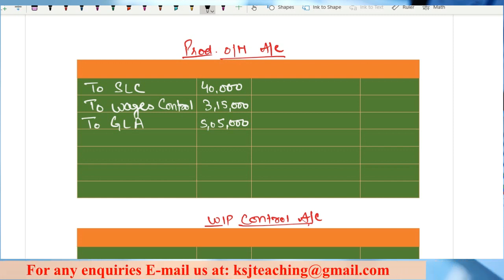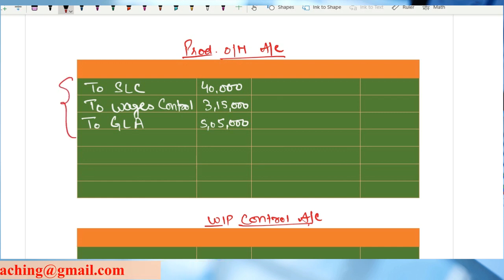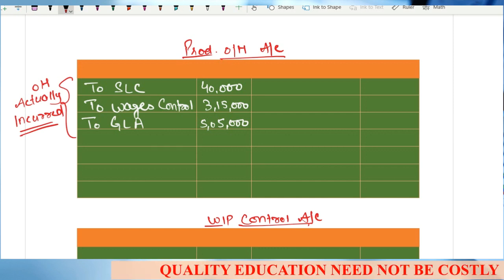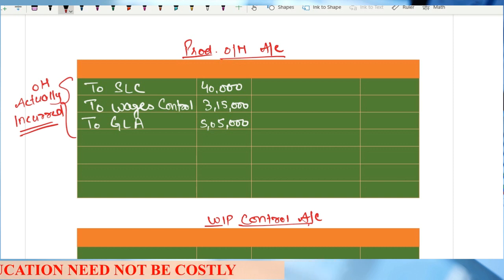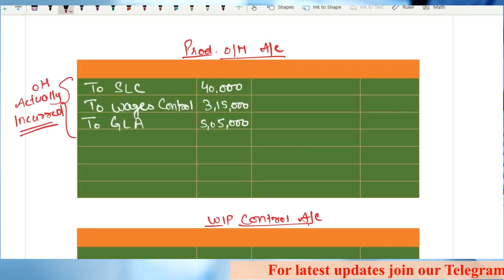Now, this is the actually incurred part. This is the overheads actually incurred. Now the second thing, can you tell me what is the overheads absorbed? Sir, can you tell me the overheads absorbed? Yes, sir, we have calculated that. How much? 8,80,000. So what is the journal entry for the absorption of overheads?